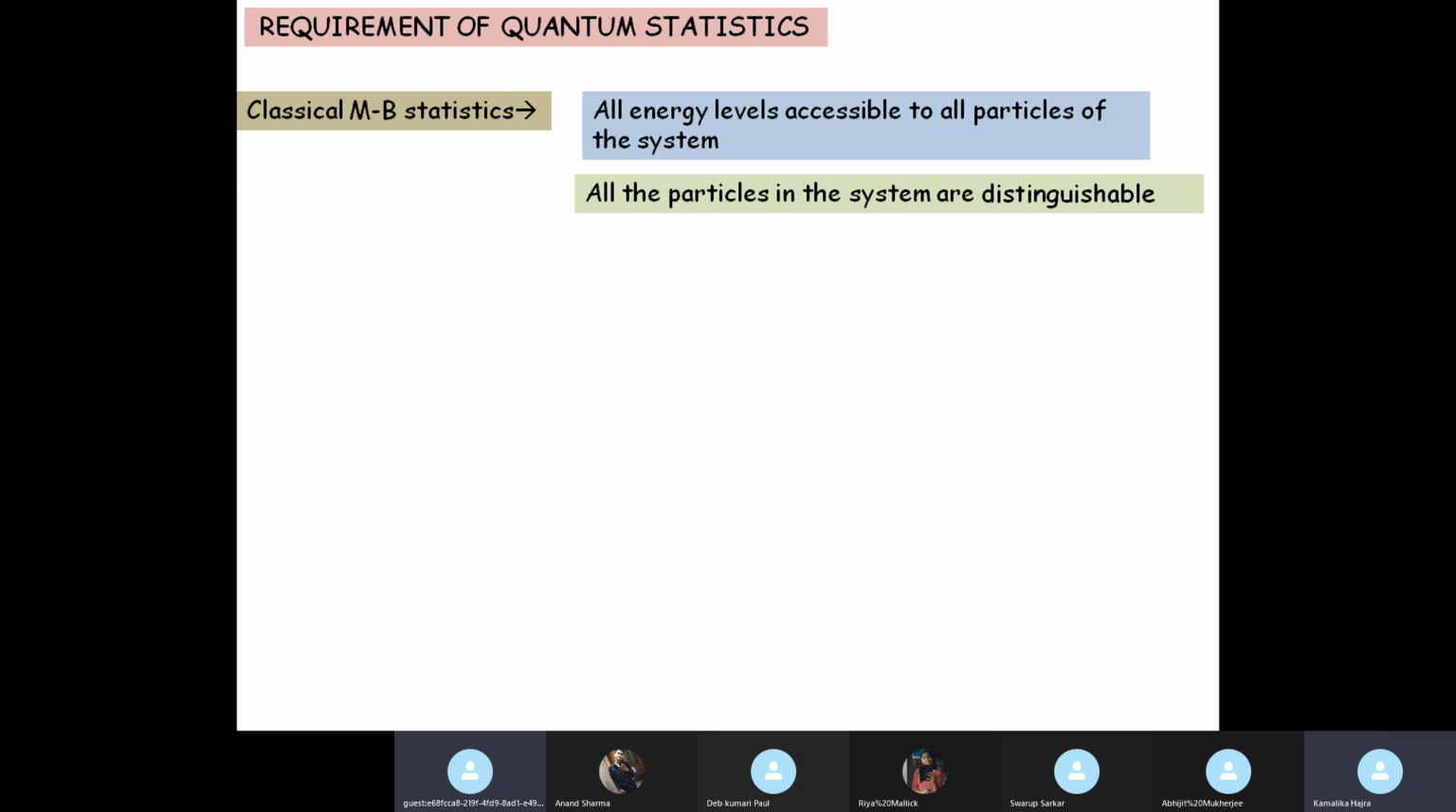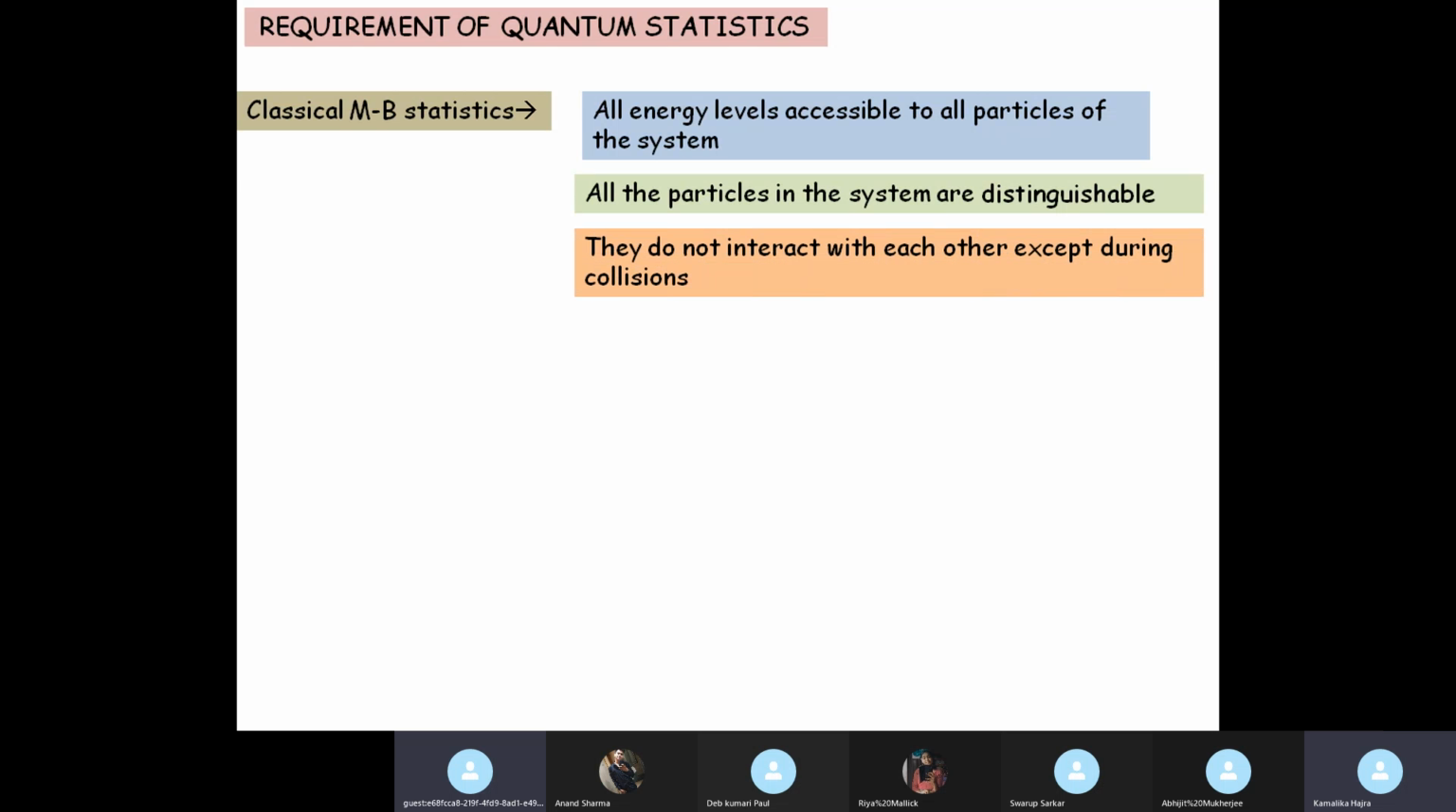I explained this distinguishable thing to you in my earlier class, as far as I remember, that when you come to college and I am sitting with you in your class, I know who is Riya and who is Devkumari and who is Obhijit and who is Sharu, and who is Anand and who is Drishti, right? So you are all distinguishable, identifiable as separate people. So that is classical statistical mechanics. All the particles in the system are distinguishable, and they do not interact with each other except during collisions.